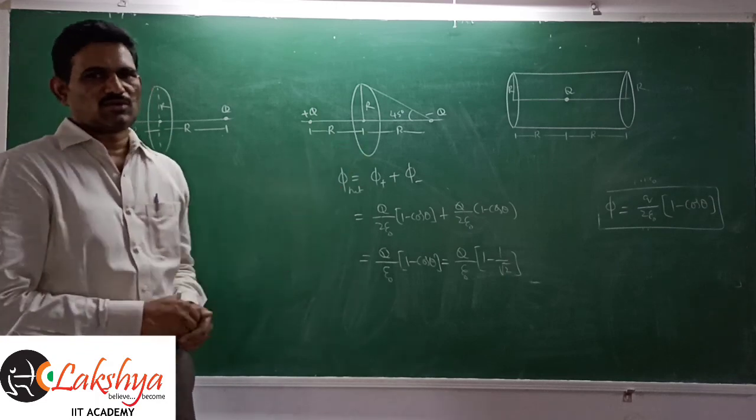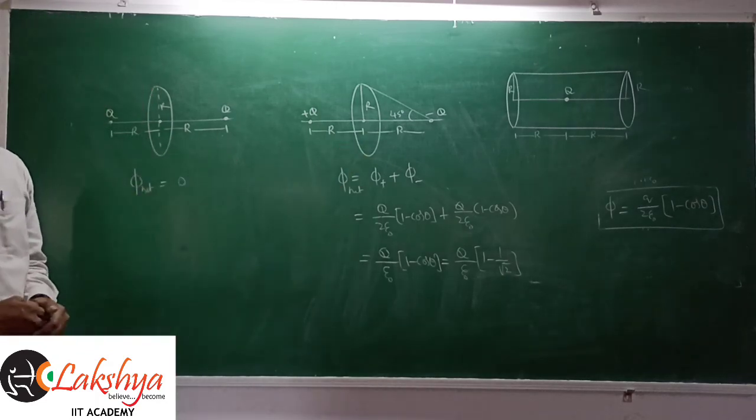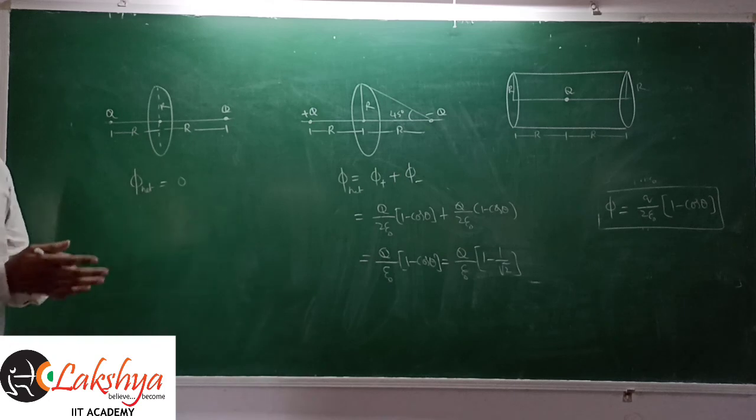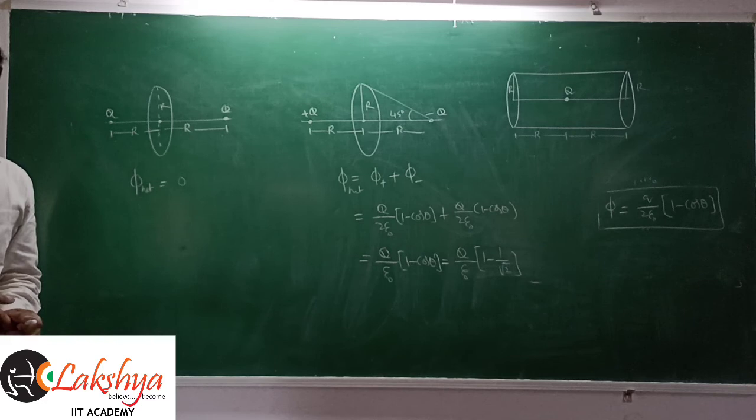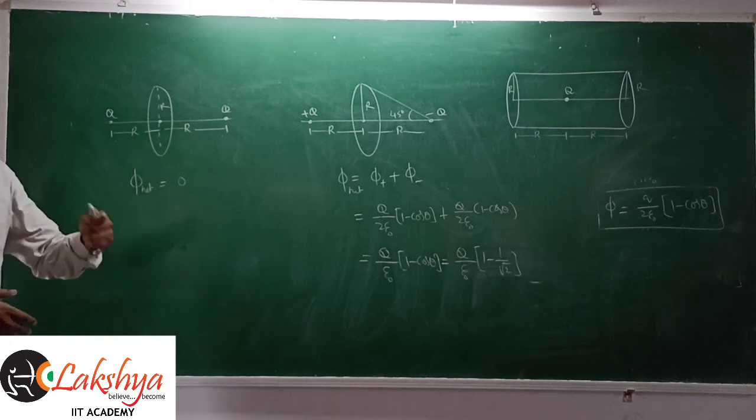So try to solve that problem, otherwise I will explain in the next class. Similarly, we can apply this formula, Q by 2 epsilon naught into 1 minus cos theta. We can apply that. So try that question, otherwise I will explain in the next class.